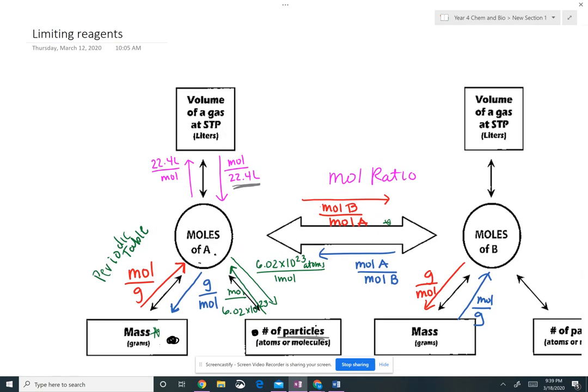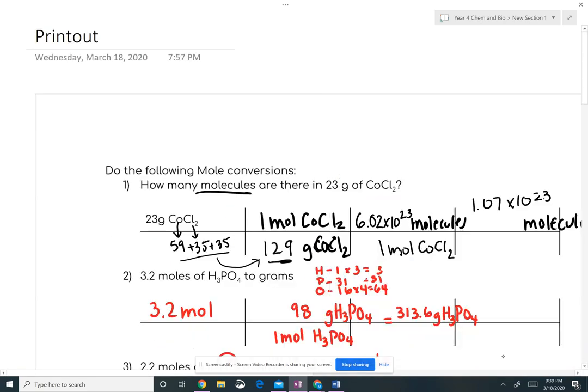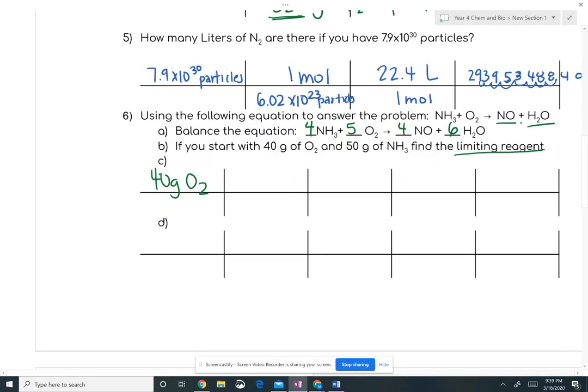Okay, so going back to my study guide, you will see that I start with 40 grams of O2. I'm going to go to moles of O2. So 1 mole of O2, and oxygen is 16. 2 oxygens are going to be 32 grams of O2. And then I'm going to do my next step.